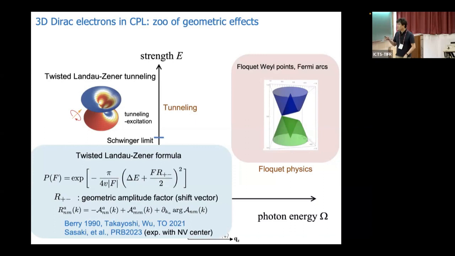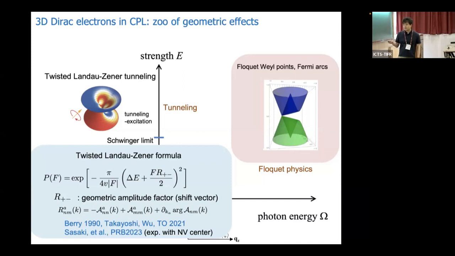So for three-dimensional Dirac systems, we have these Floquet Weyl points and emergent Fermi arcs. On the other hand, if we go to the tunneling regime, in the simplest example, we have Landau-Zener tunneling or non-adiabatic tunneling. But then we've actually found something very interesting: there is a geometric modification to the Landau-Zener formula, which is known as the twisted Landau-Zener formula.